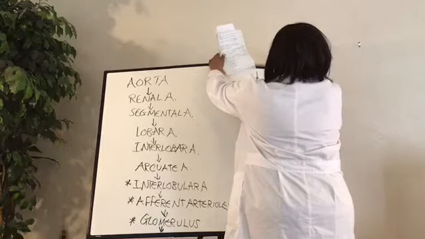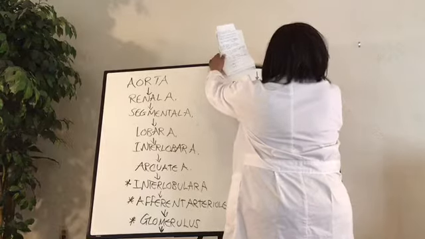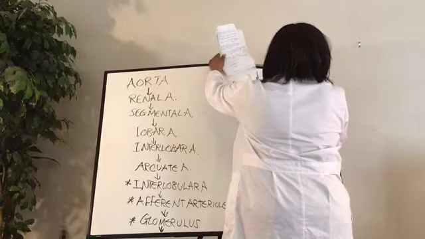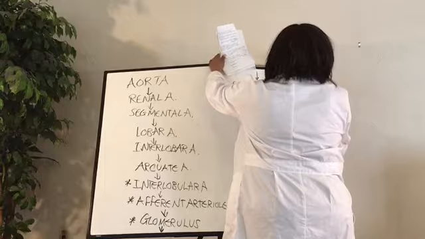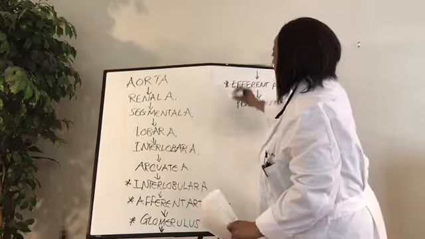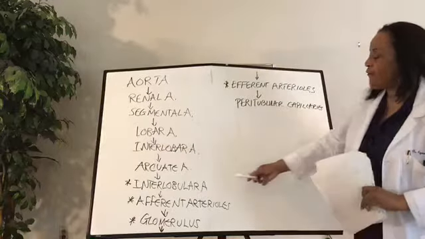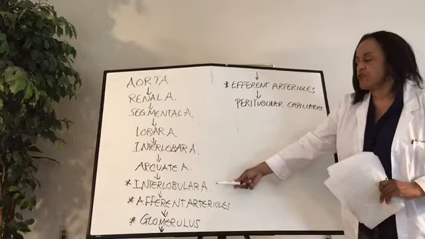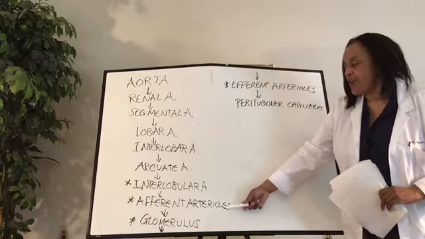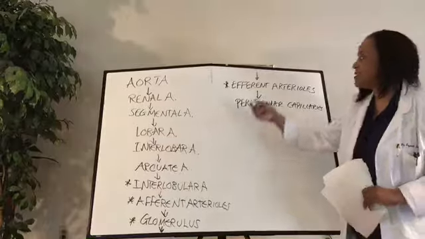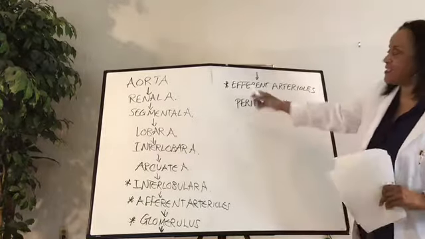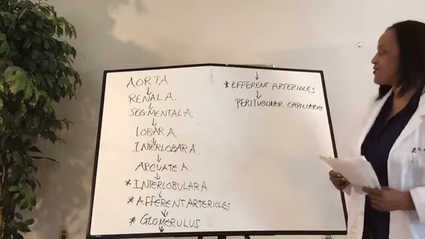Arterioles to the peritubular capillaries. Okay? So these four vessels are what I want you to focus on: intralobular, afferent arterioles, glomerulus, efferent arterioles, and you can throw peritubular in there too, but just the four that really are with the asterisk.